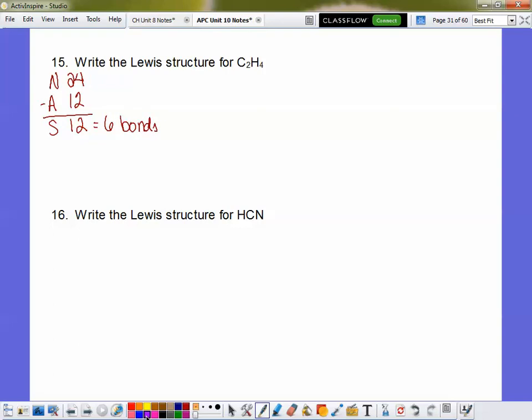So that's a total of 6 bonds. Yes, I'm doing this right. Good. Now, this is called ethene, by the way. It's an organic molecule, ethene.